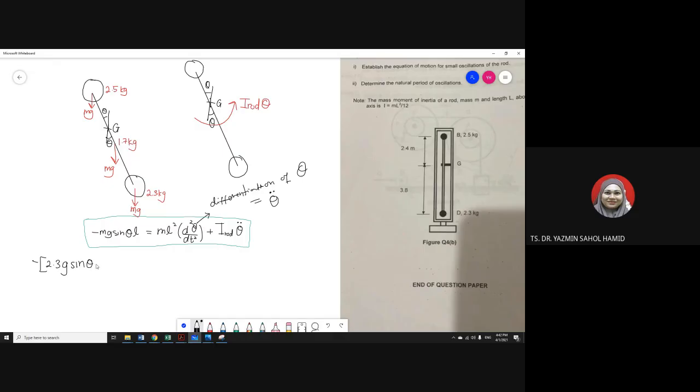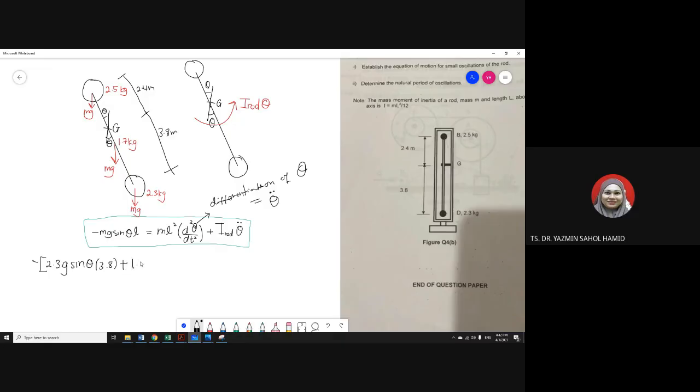Okay, what is the L? L is the length from the center of the mass to the center G. Let me write the length. What is the length from here to here? 2.4 meter. From here to here? 3.8 meter. So what is the length from the center of the mass 2.3 kilogram to G? 3.8. Yes, 3.8. Again, you do the same for the rod.